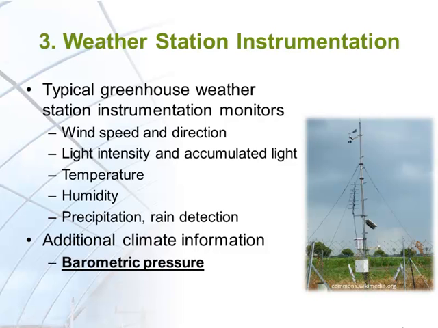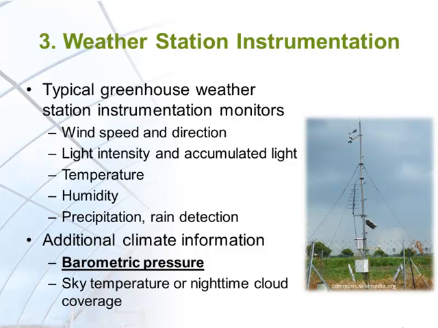Barometric pressure change is an indicator of weather change. Decreasing barometric pressure indicates storms, rain, and windy weather. Rising barometric pressure indicates fair, dry, and colder weather. Next, the sky temperature or nighttime cloud-covered information is helpful for greenhouse heating requirement calculations.